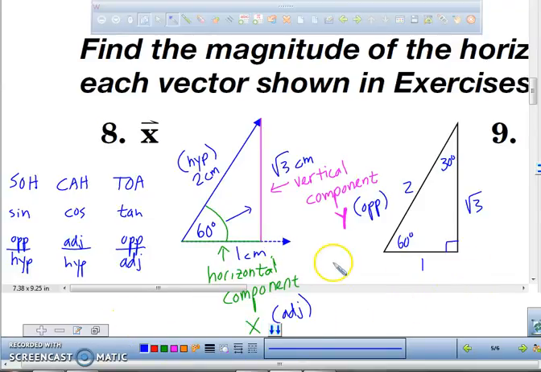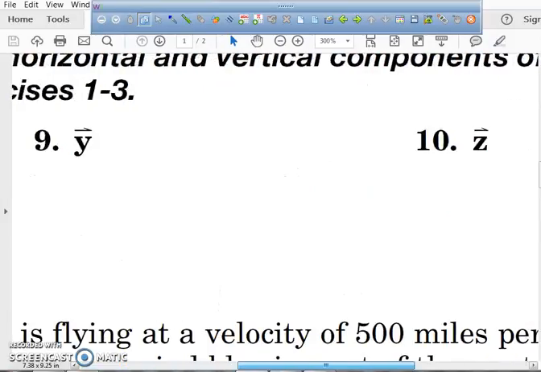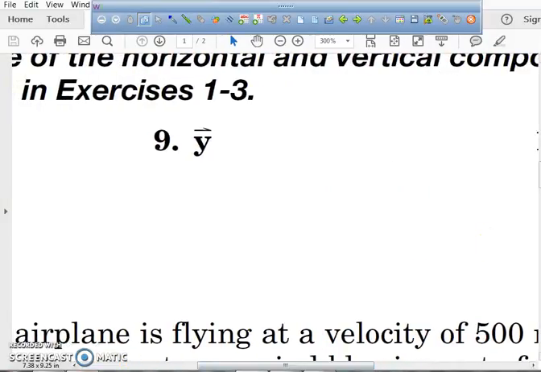Okay? So how about this? We're going to continue on. You have the vertical and the horizontal component. Are you ready to move on? Sure, I'll go back real quick. I just need to move on.